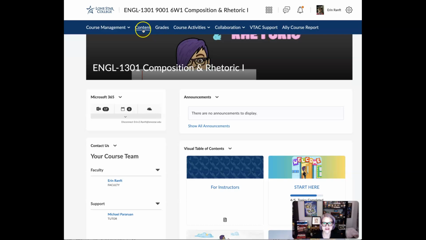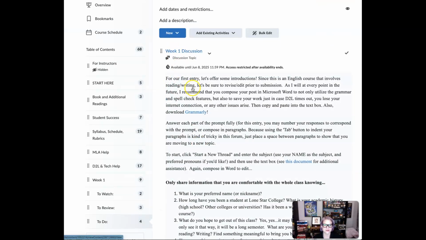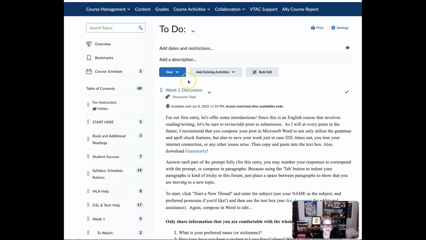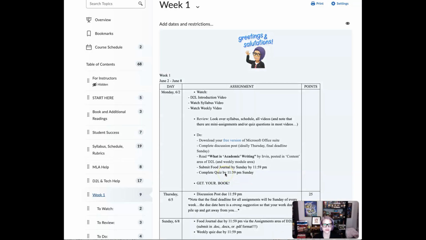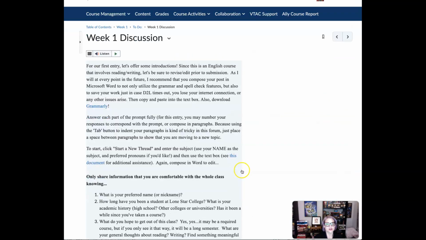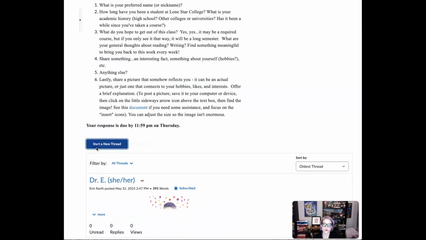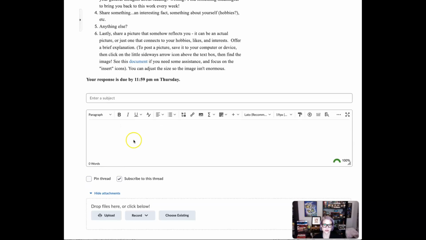Sorry, I got ahead of myself. So if we go back to the content area and to the discussion post, this is what it also looks like. You can back out and go to the full week one here. So if we go to the discussion, you'll click start a new thread and you'll put your name, chosen pronouns if you choose, and then you can just answer the questions here.